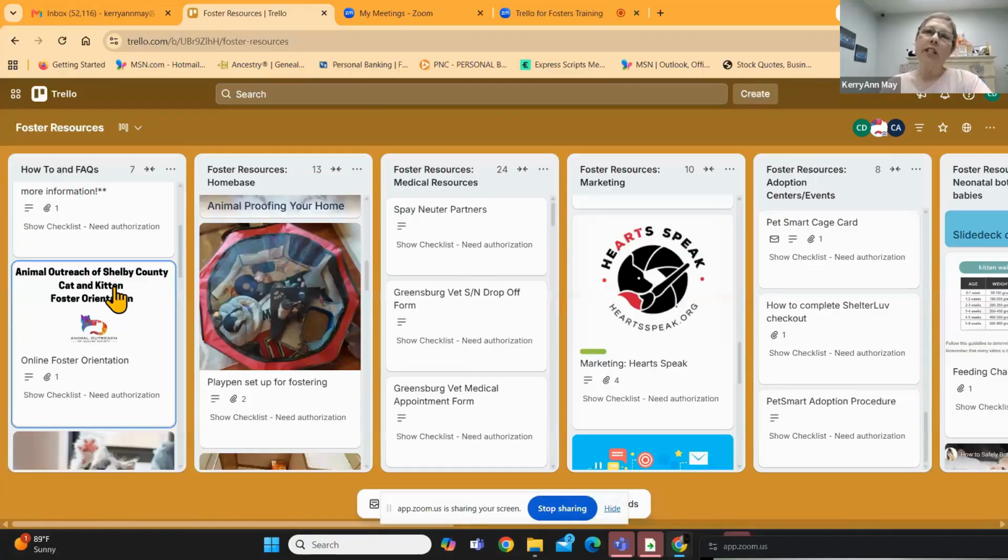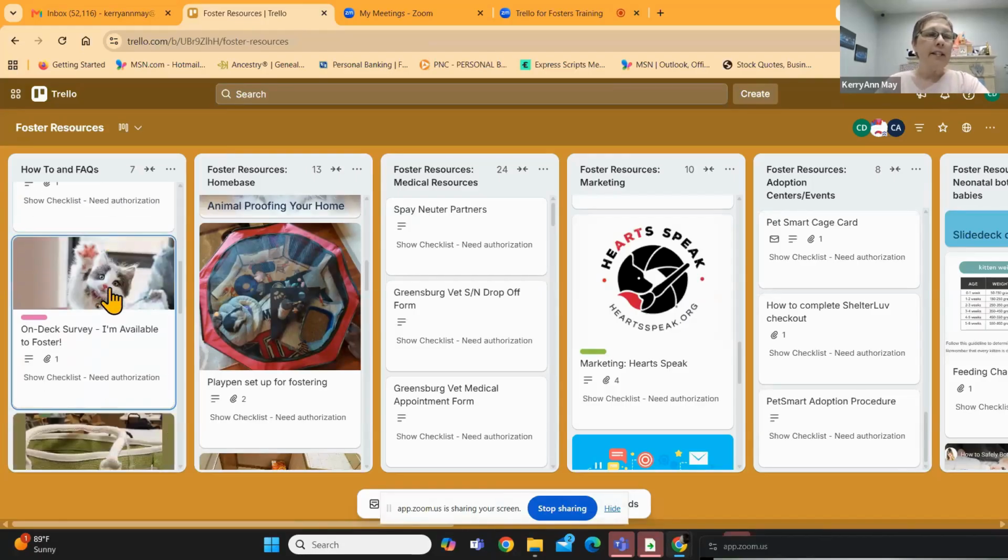So this is the orientation. You most likely have already taken the orientation if you have signed up to foster. And the next most important card is what we call the on-deck survey. If you can imagine, one of the coordinators might be at a municipal shelter, and the municipal shelter director asks us, hey, can you take this 8-year-old cat? We're really trying to find a foster space for him.